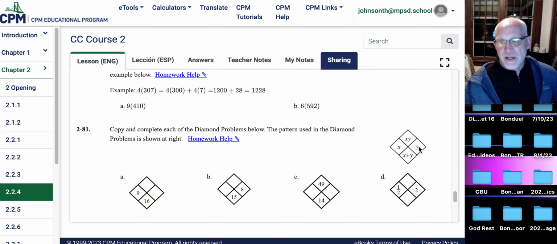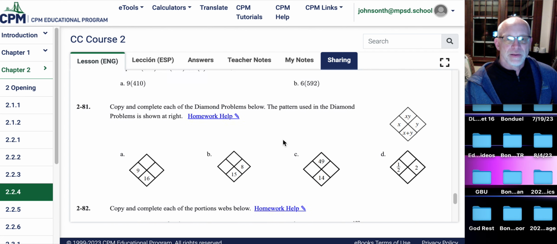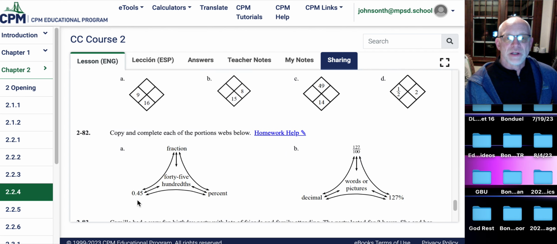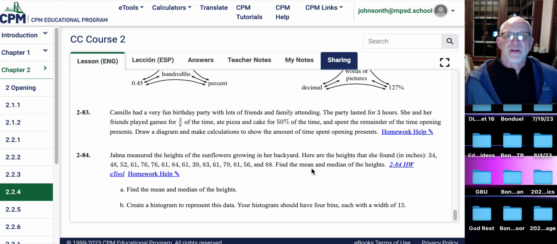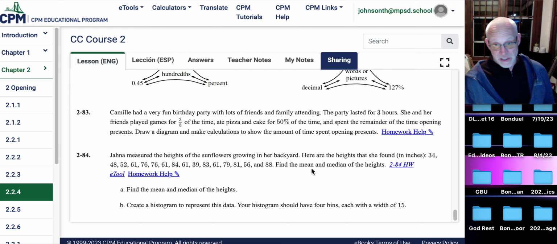Remember, we have x, y here. Down here, we have x plus y, and up here, we have x times y. Okay. Then complete these fraction, decimal, and percent with the word or picture in the middle. This one says, Camille had a very fun birthday party with lots of friends and family attending. The party lasted for 3 hours. She and her friends played games for 3/8 of the time, ate pizza and cake for 50% of the time, and spent the remainder of the time opening presents. Draw a diagram and make calculations to show the amount of time spent opening presents.